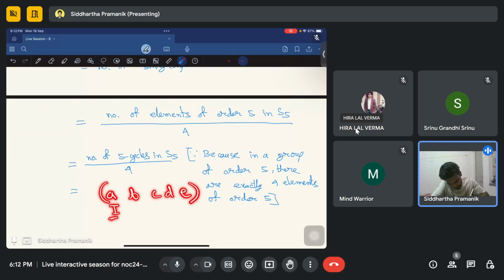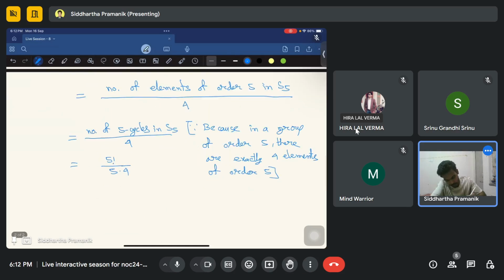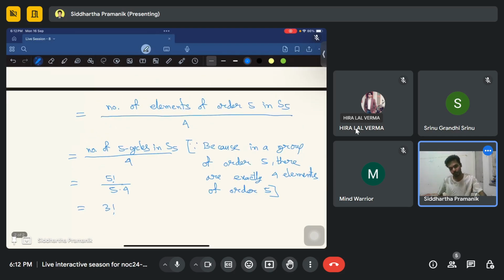So A has 5 choices, B has 4 choices. Similarly, C has 3, D has 2, and E has 1. And a 5-cycle can be written in 5 ways, so we will divide it by 5. So this is the number of 5-cycles. This is basically 5 factorial by 5, and we are dividing again by 4. So this is 3 factorial. This is the final answer.